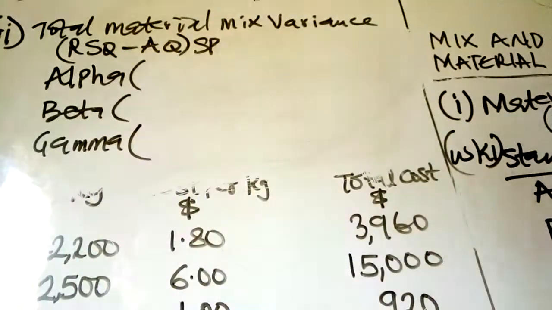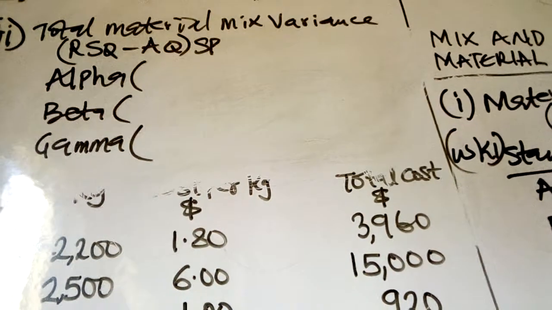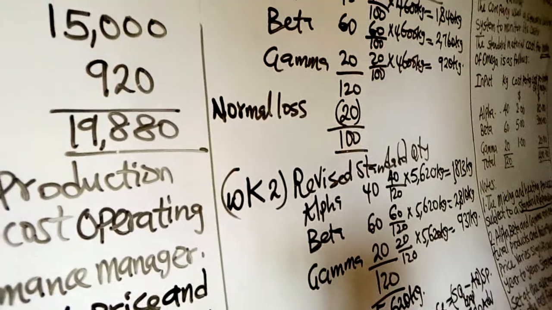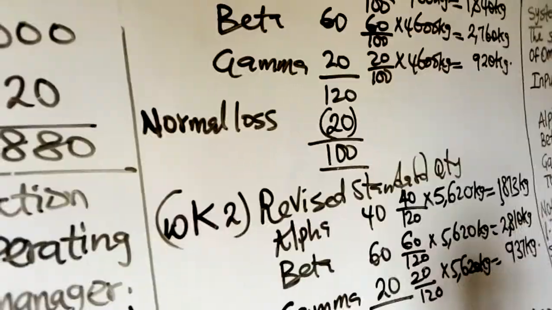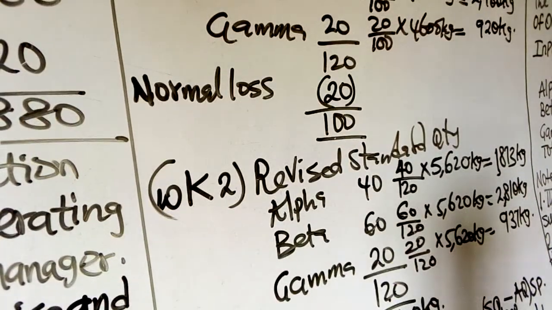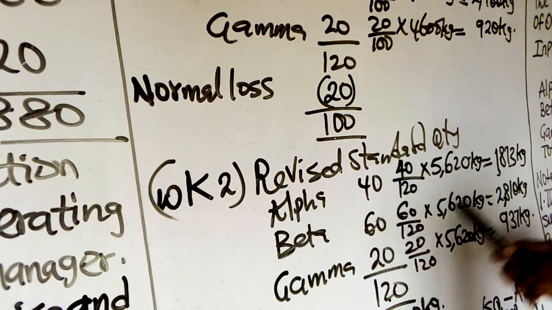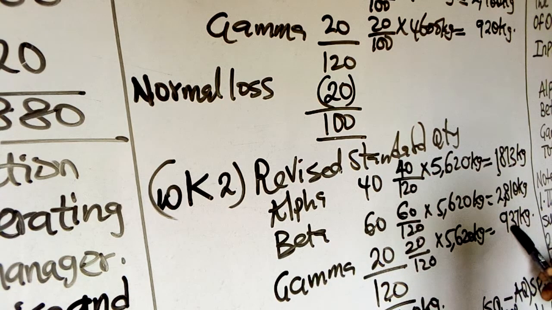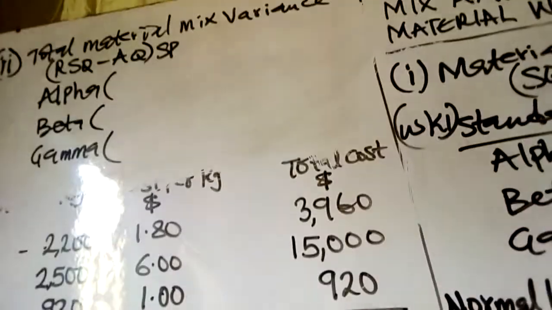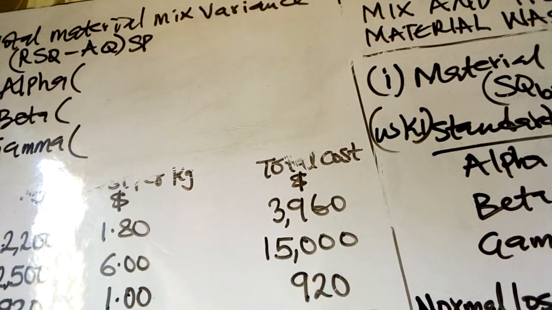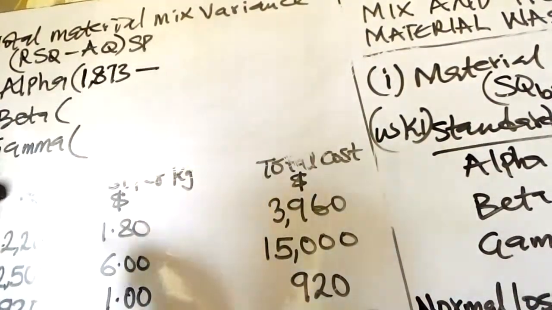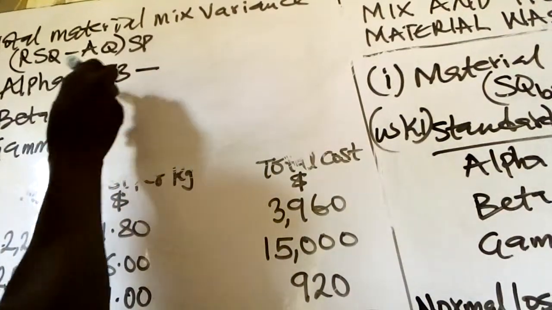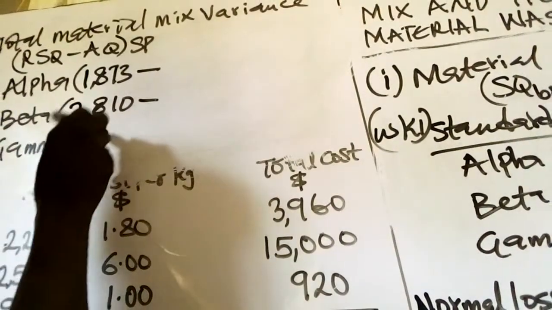The revised standard quantity has been calculated. For alpha, we have 1,873. That is our revised standard quantity. For beta, 2,810, and for gamma, 937. So now we substitute. For alpha, 1,873. For beta, 2,810, and for gamma 937.